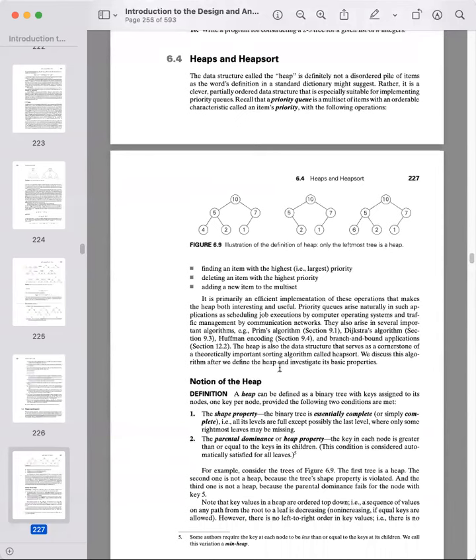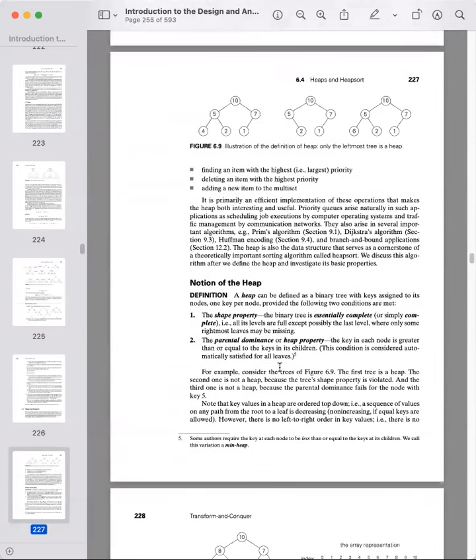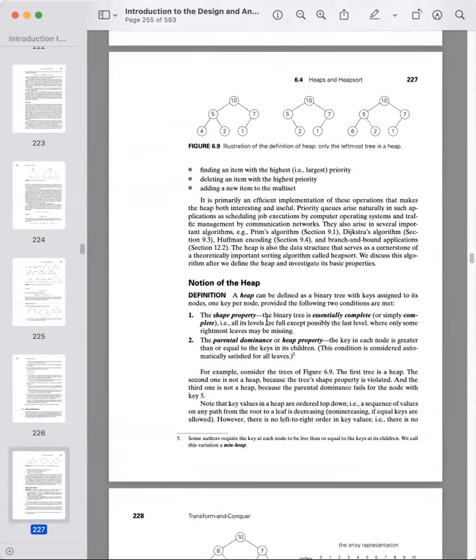Okay, the next section is on heaps and heap sort. Hopefully you've talked about heaps in data structures. If not, heaps are an interesting data structure. We're going to define a heap here formally. It's a binary tree that has keys assigned to its nodes and has the following 2 conditions. It doesn't have all the conditions that a binary search tree does. Remember, binary tree just means there are at most 2 children per node.